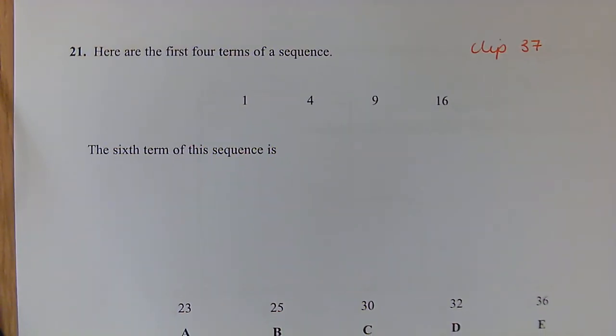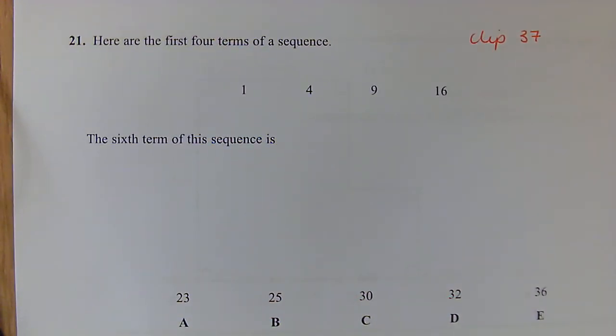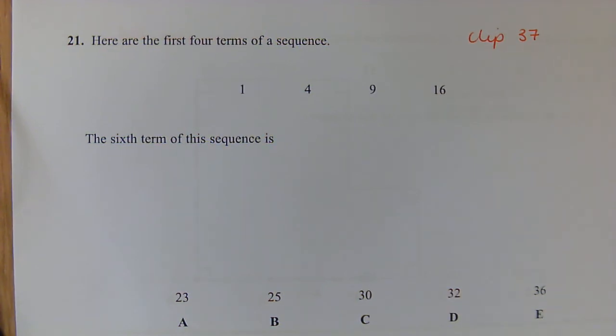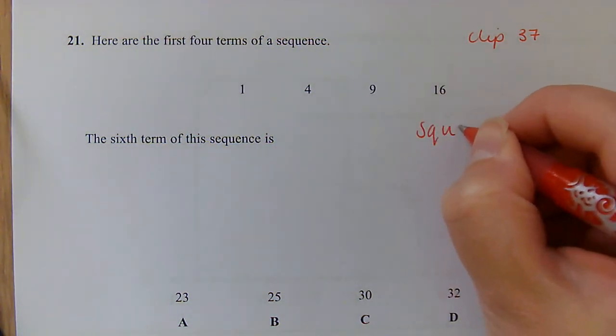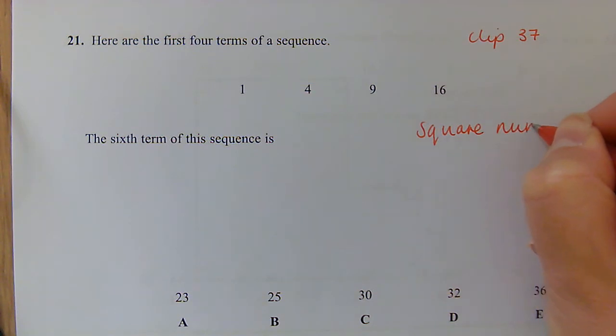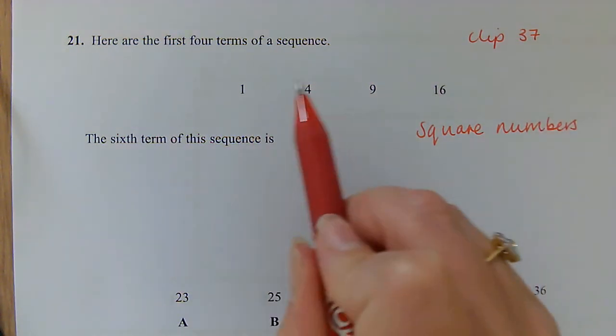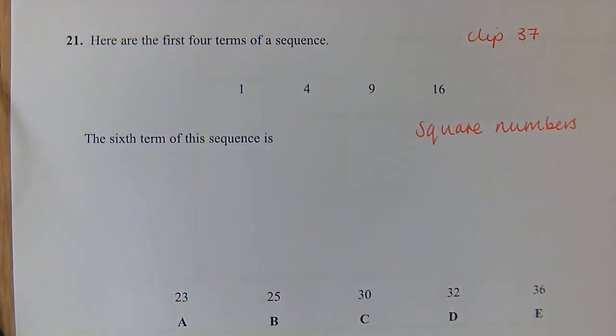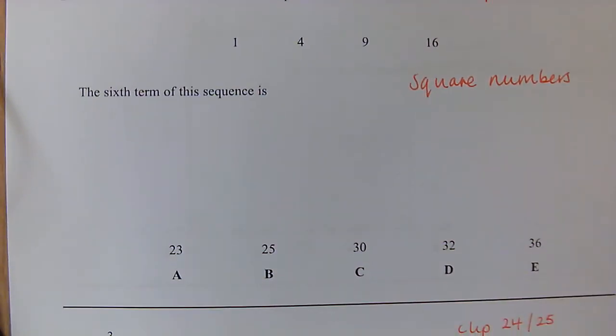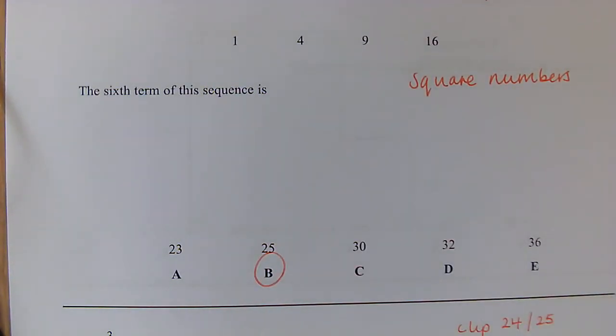Question 21, another sequence. So we've got 1, 4, 9, 16. We should recognise these as our square numbers. So we've got 1 squared, 2 squared, 3 squared, 4 squared. Next one along is going to be our 5 squared, which is 25.